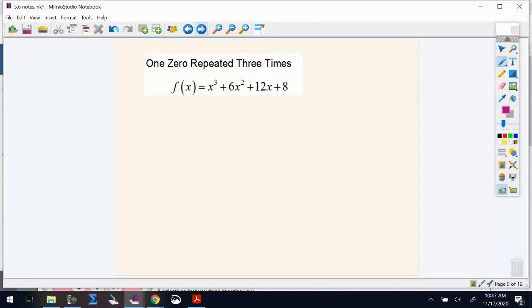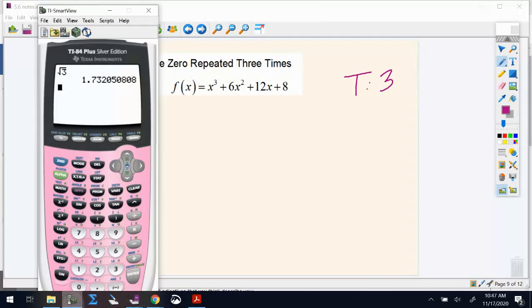Let's talk about repetitious zeros. What happens when zeros repeat? So this one has a total number of zeros of 3. When I graph it, I'm going to get x to the third plus 6x squared plus 12x plus 8. And we're going to hit graph.